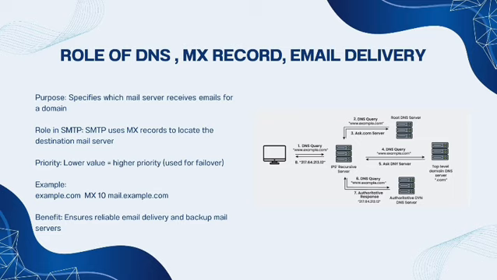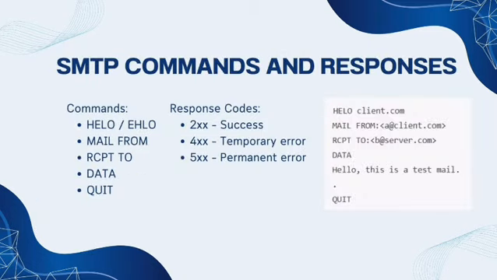If the destination mail server is temporarily unavailable, SMTP does not discard the email. Instead, it stores the email in a queue and retries delivery after a fixed interval. This process is known as the store and forward mechanism. This mechanism ensures reliability in email communication and prevents data loss due to temporary network or server failures.